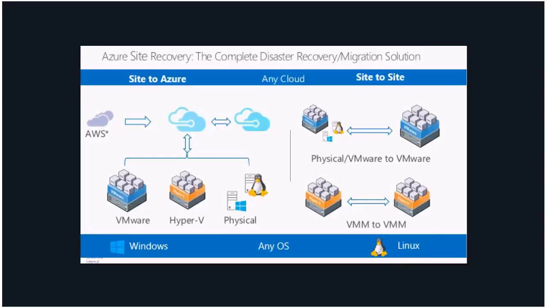ASR also supports site-to-site. So maybe you already do have two physical data center locations, so site A to site B. It helps to orchestrate and to automate the replication of the data between these two sites, and also automate the failover mechanisms between site A to site B.